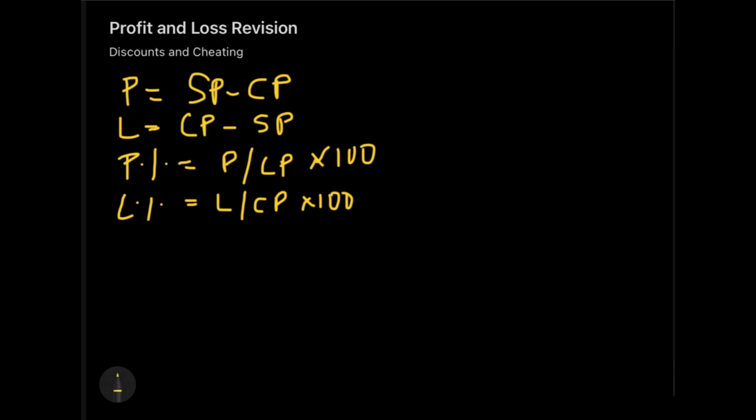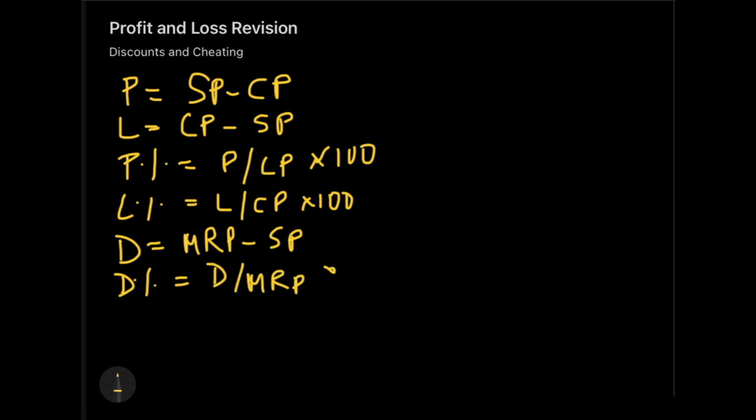Now, when it comes to discount, you are given discount on the MRP, and the amount which you pay is the selling price. That means your discount will be equal to MRP minus the selling price. You need to keep in mind that discounts are calculated on the MRP. So the MRP is basically the cost price here. So we'll go by discount percentage as D divided by MRP into 100. That gives me the discount percentage. These are the important basic formulas of profit and loss which we need to know.